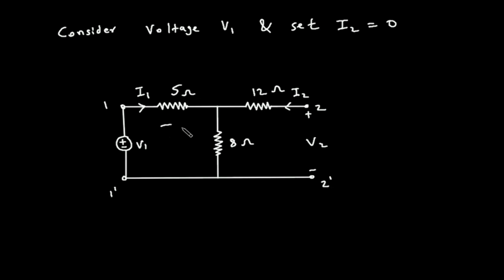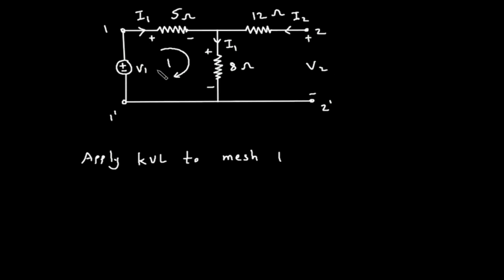Now here we will apply KVL. We will apply KVL to mesh or loop 1. So this will be positive according to the direction of this current. This will be positive, this will be negative, this will be positive, and this will be negative. And this current will be the same I1 because I2 is equal to 0. So if we apply KVL here, let's say we will start from here.